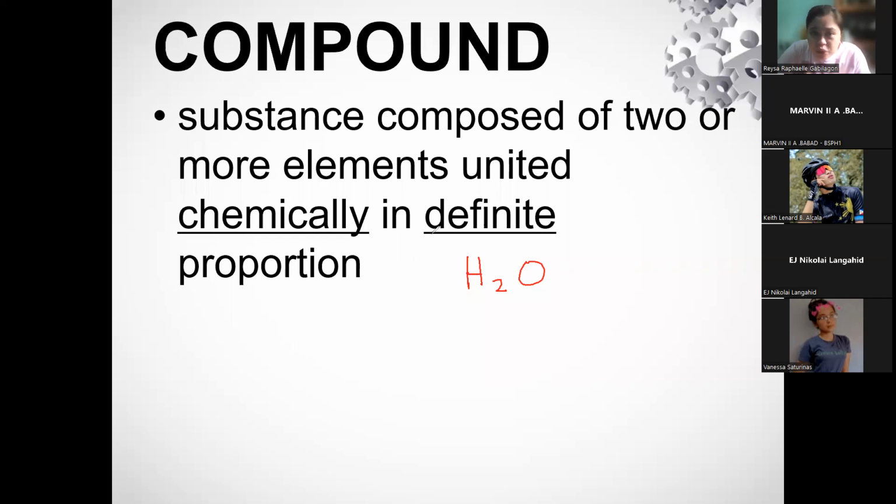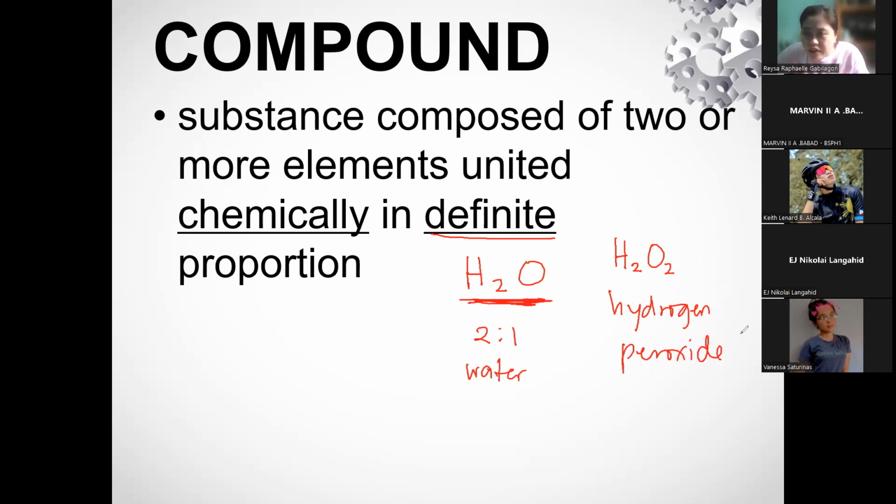And take note, underline this also: definite proportion. So when you say definite proportion, for water it is a requirement that 2 hydrogens combine with one oxygen. You cannot make it otherwise, because when you say water, the proportion is really just 2:1. It cannot be 2 oxygens, because that can no longer be called water. That is called hydrogen peroxide. Okay? You know hydrogen peroxide?